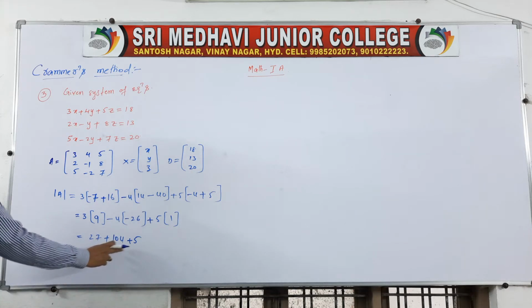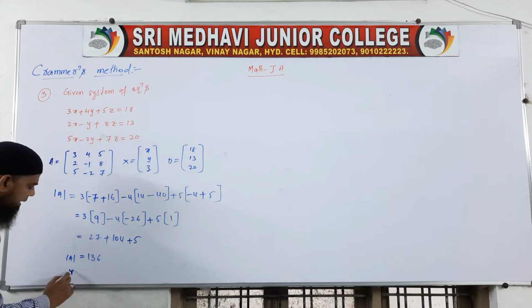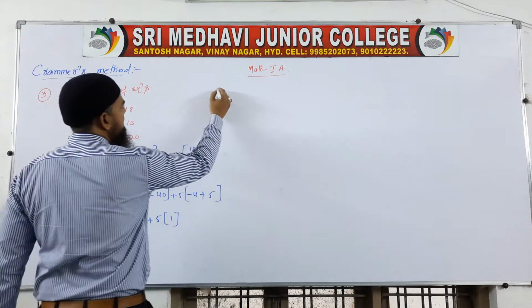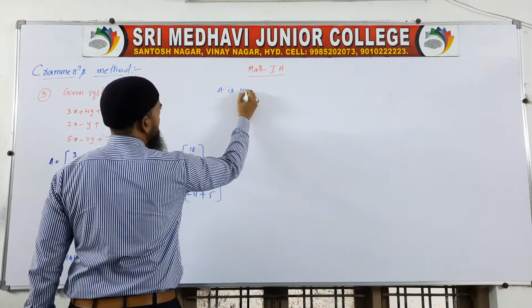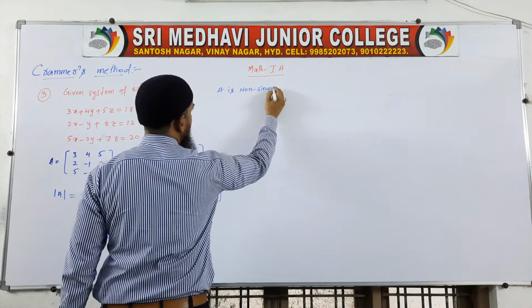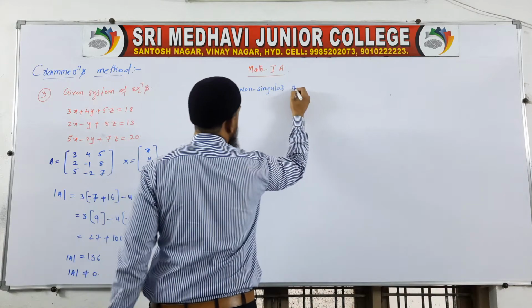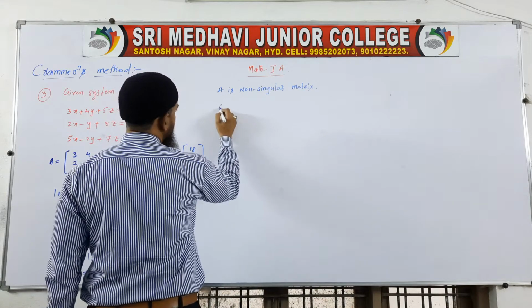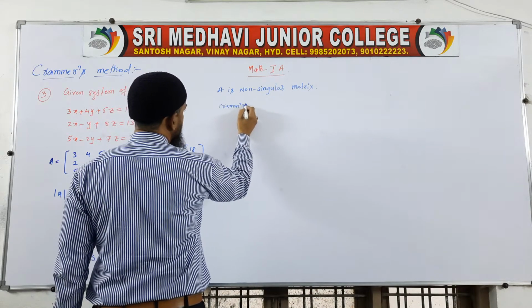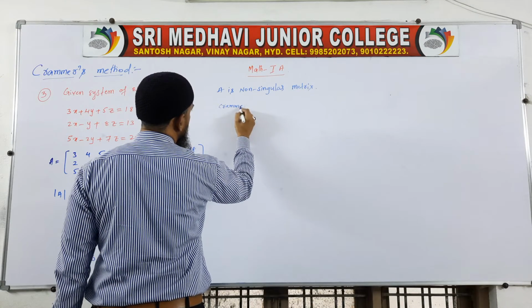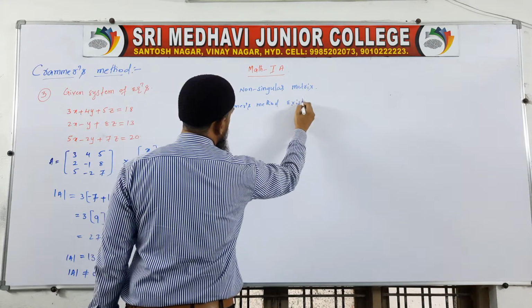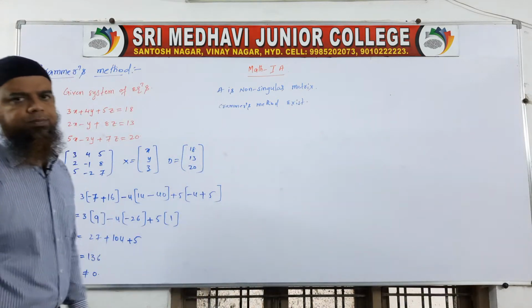Okay. 104, 9, that is 109 plus 24, 136. So here det A is not equal to 0. Then what we have to write here? A is non-singular matrix. A is non-singular matrix. So which method is applicable now? Cramer's method exists. Cramer's method exists.